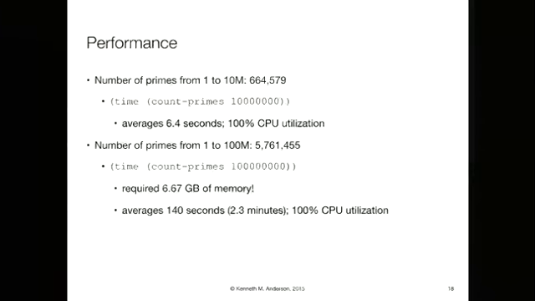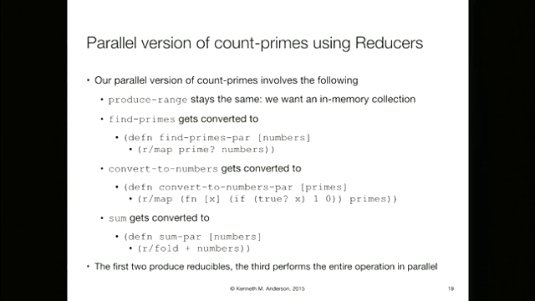Okay, so what do we do to parallelize this? We now have the single-threaded version, and those numbers map out. Now we want to make it parallel. What we're going to do here is convert this using the reducers. Produce range is going to stay the same; we still want the collection to be in memory. Find primes becomes just a drop-in replacement: map goes to r/map. That's all we have to do. Every place in our algorithm where there's a map routine, we just change it to r/map. Then convert to numbers, again, r/map. And then all we need is the reducers' version of reduce.